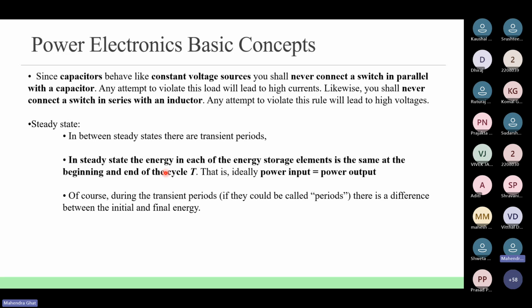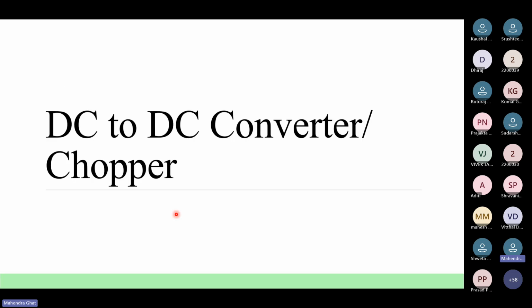In steady state, the energy stored in it will remain the same. It will not change. So we can say whatever input you are giving to that storage element equals the output. So these are all our basics, which we have to follow in power electronics. So that's what I wanted to give. So this was the basic. Any doubt in the basics, whatever I have shown you?